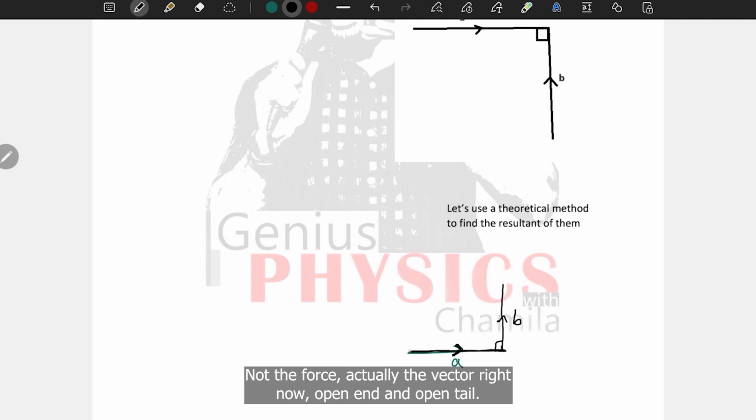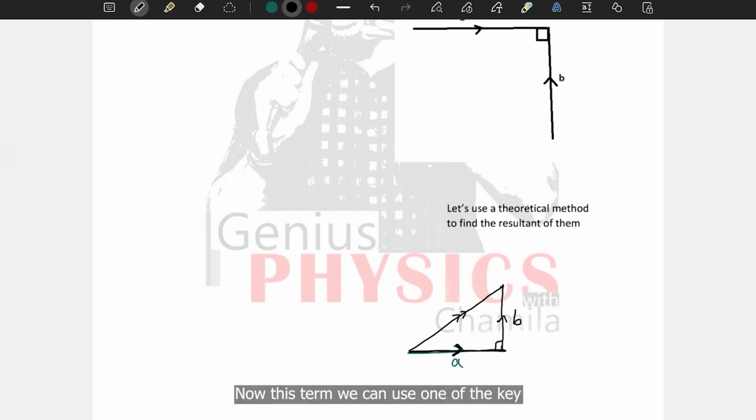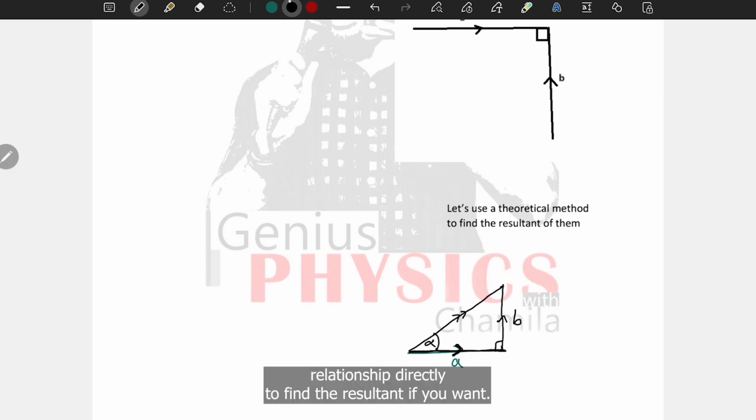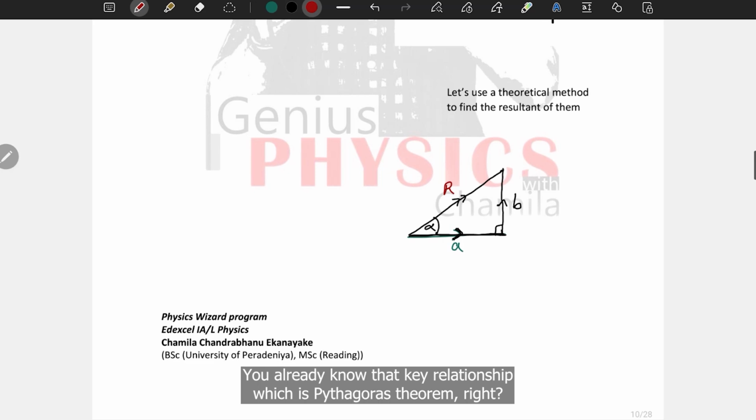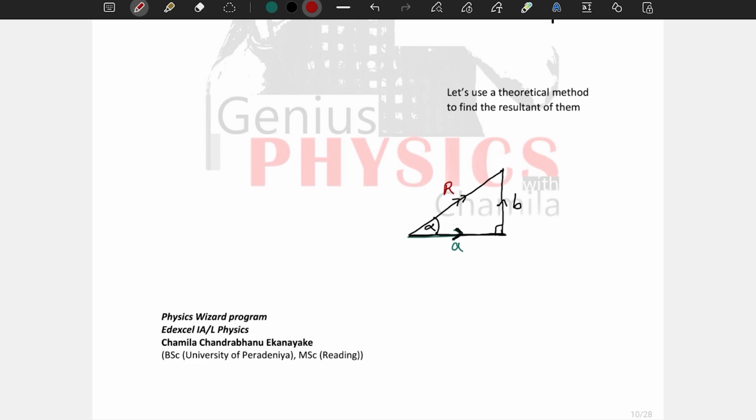Now, open end and open tail, let's connect them together again, right? So now I've just connected the open tail and open head, which leads us to find the resultant. This time we can use one of the key relationships directly to find the resultant. You already know that key relationship, which is the Pythagoras theorem, right? So we can make use of the Pythagoras theorem to find the resultant.